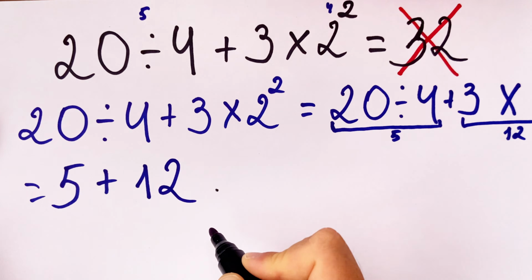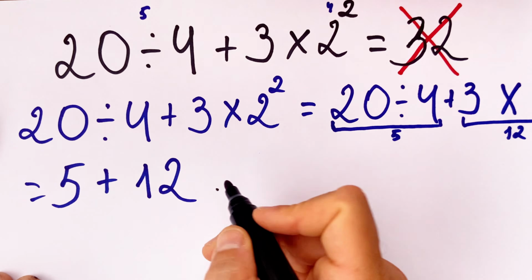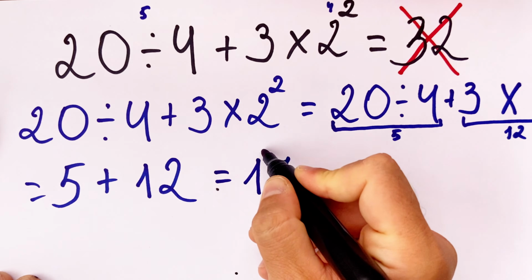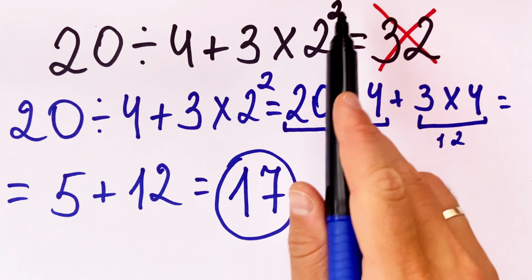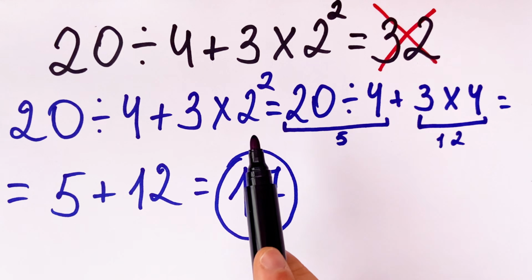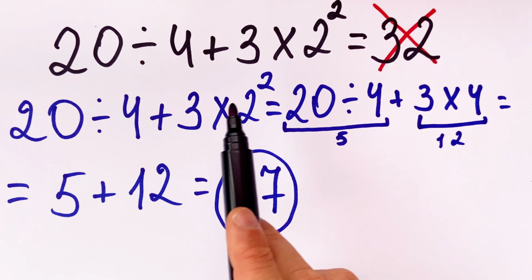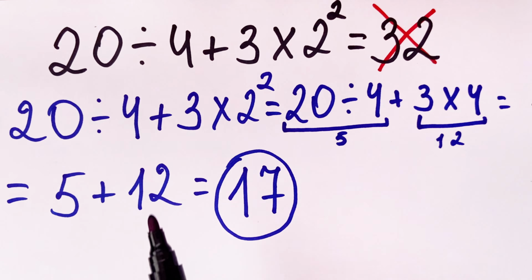Step 3. Addition last. 5 plus 12 equals 17. The correct answer is 17, not 32. The key lesson. After handling exponents, treat multiplication and division equally, working left to right. Don't continue the left to right pattern through addition.